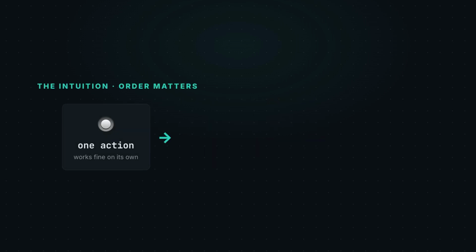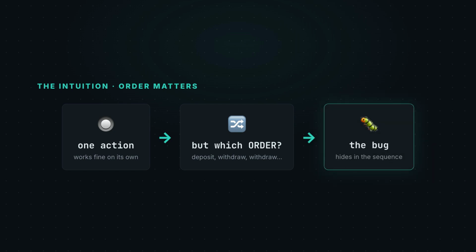First, the picture. Think of a vending machine. Press one button, it works. But press coin, refund, buy in some odd order, and suddenly it hands out a free drink. Each action was fine alone. The bug lived in the order. Regular tests check one action at a time. Stateful testing lets Hypothesis press the buttons in thousands of different orders, looking for the sequence that breaks you.